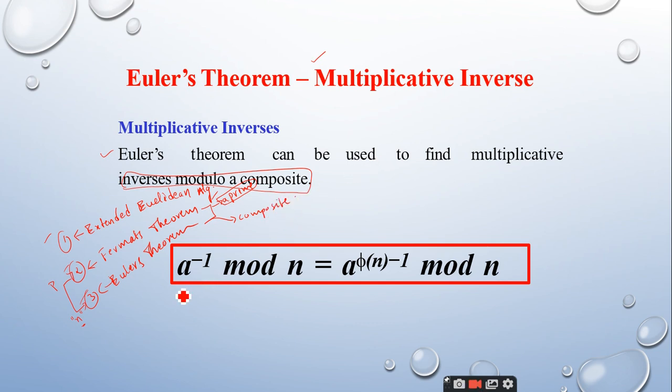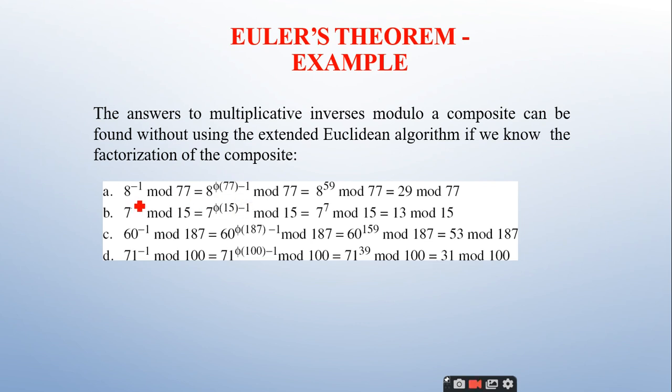Clear? The formula that is given is a power minus 1 mod n is equal to a power phi of n minus 1 mod n. Let us see: 8 inverse mod 77. Now tell me, can we apply Fermat's theorem? In order to check whether we can apply Fermat's theorem or not, you have to check which number it is modulo operating. 77. And you have to check whether that number is prime or composite. 77 is prime or composite? Composite, sir. So can we apply Fermat's theorem on 77? No, sir. So this 77 is a composite number, therefore you have to go for Euler's theorem only to find the inverse.